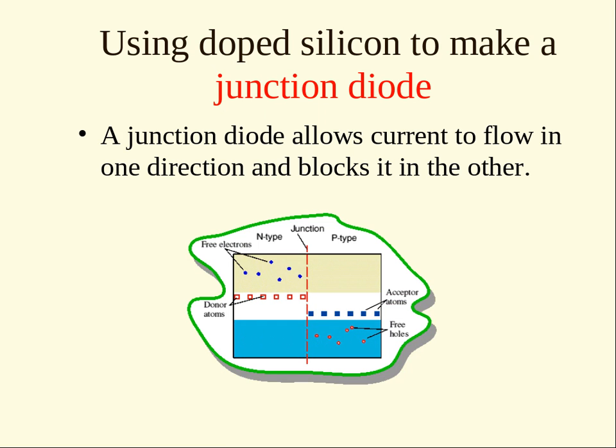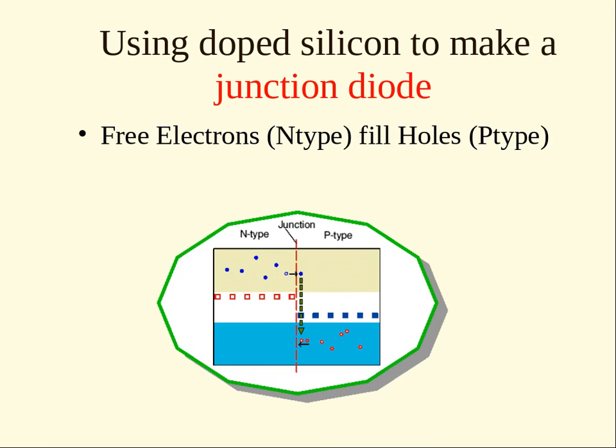What happens when we basically smash the two together? Well, there's this junction, and any guesses on what's going to happen? The free electrons are going to move across the junction, right, to the holes at the bottom. So the idea is some of these electrons can start moving to fill in the holes down here.